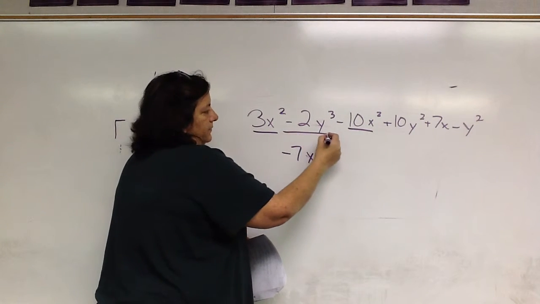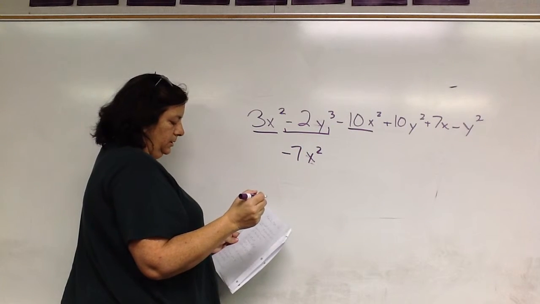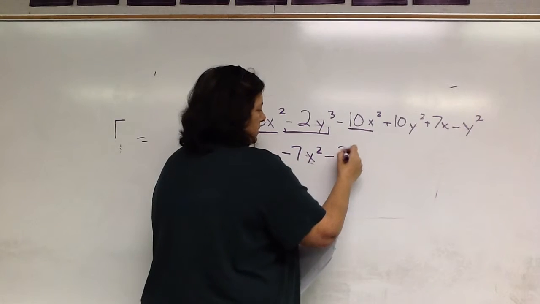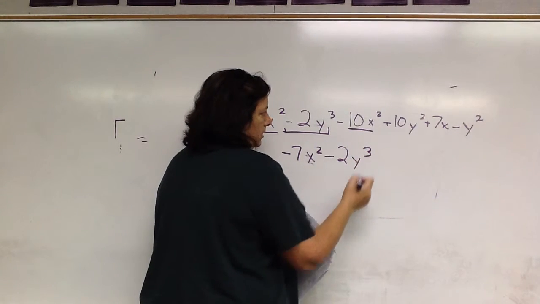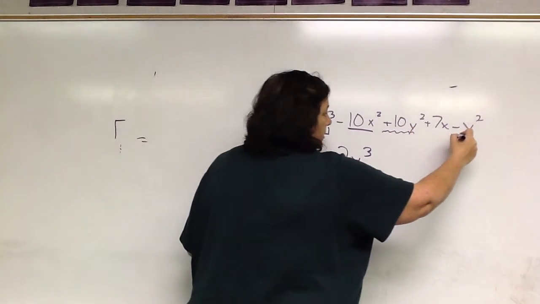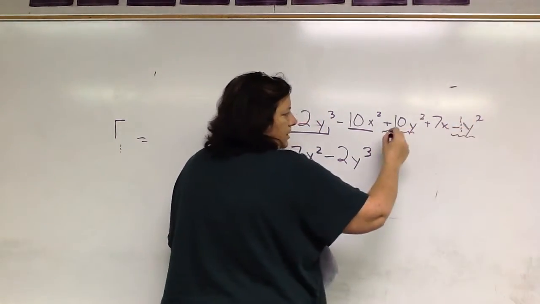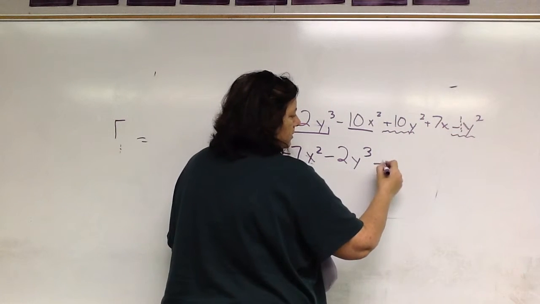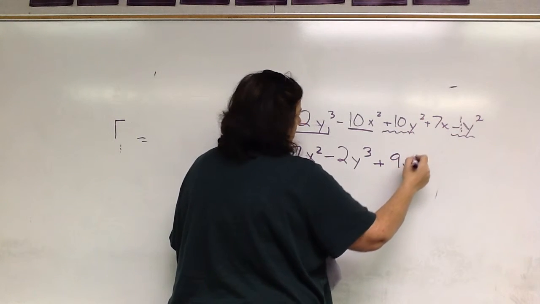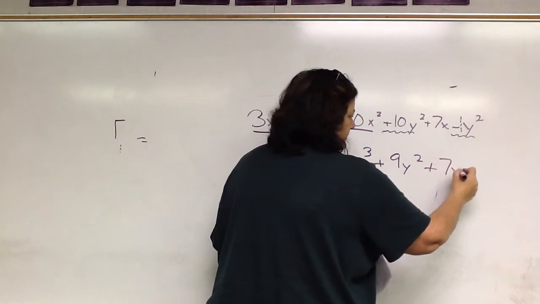Then I have a negative 2y cubed, and I don't have any other y cubes, so I'll just keep that, minus 2y cubed. Y squared. I have 10y squared and negative y squared. Remember, that's negative 1y squared. 10y squared minus 1y squared, that's 9y squared. And the only thing I have left is 7x. Done.